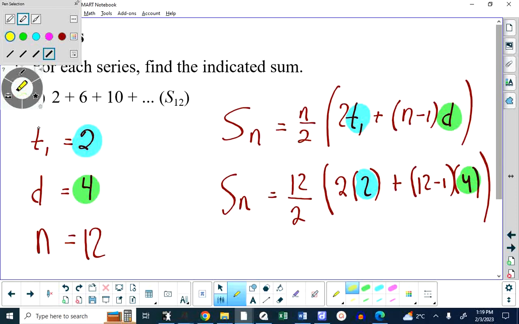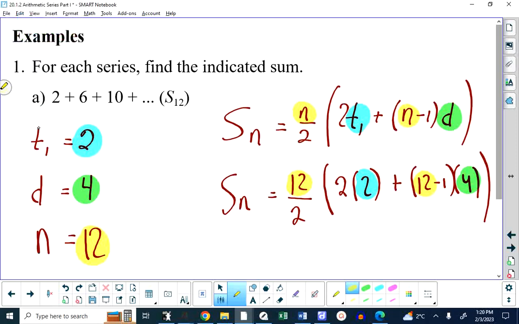And wherever I saw n, which is in two places, I put 12. Here's how I do it. Now, I'm not going to do this in my head, not on a calculator, but I just go, well, this is 11. I'm not going to waste calculator keystrokes by going 12 minus 1 and putting it in brackets. This is 11. 11 times 4 is 44. 44 plus this 4 is 48. And then I'm going to multiply that 48 by 6. And you would do it on a calculator. But 48 times 6, I believe, is 288. Am I right?